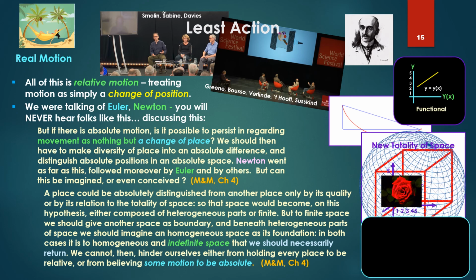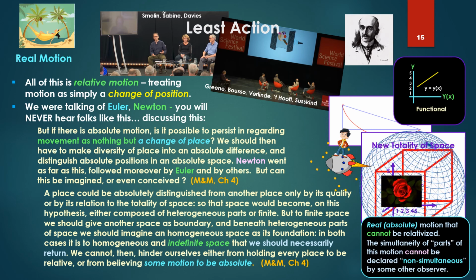And as I've noted before, take our little organically unfolding rose as a real absolute motion that cannot be relativized. That is, you can't send an observer by, an observer watching the rose, and tell that observer watching the rose that he's actually in motion. Therefore, the simultaneity of parts he thought he observed of that motion of the rose are declared non-simultaneous by the other observer. That's not going to happen. It can't.